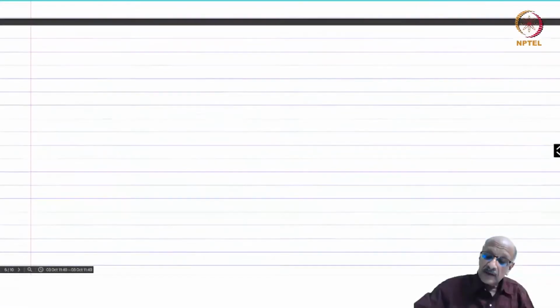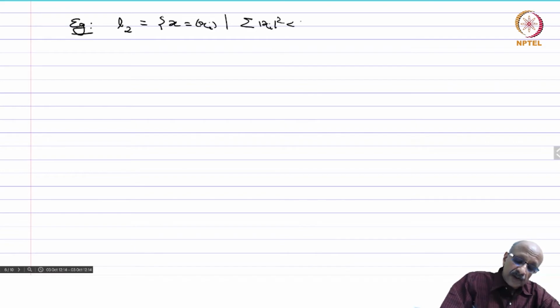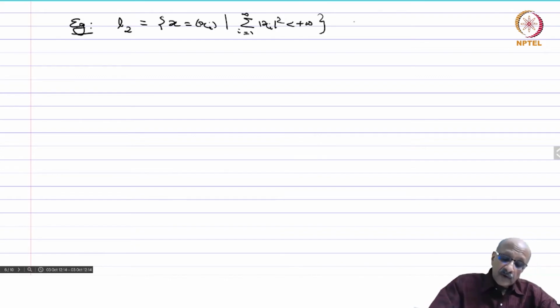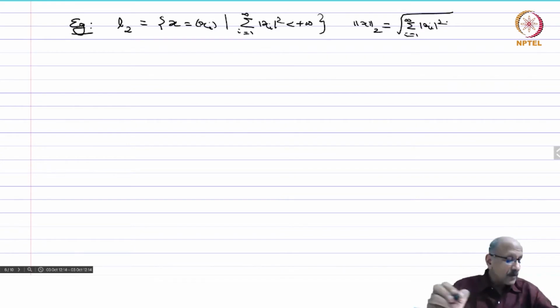Okay, so another example. Let us take little l2. This is the set of all sequences x equals (xi) such that the sum of mod xi squared is finite, i equals 1 to infinity. And the norm of x in l2 is the square root of the sum, i equals 1 to infinity, of mod xi squared. Okay, so this is the space.